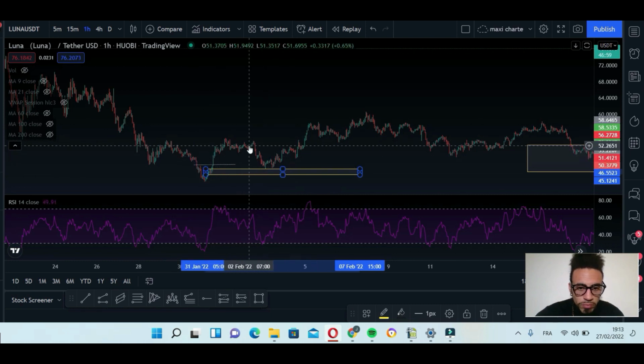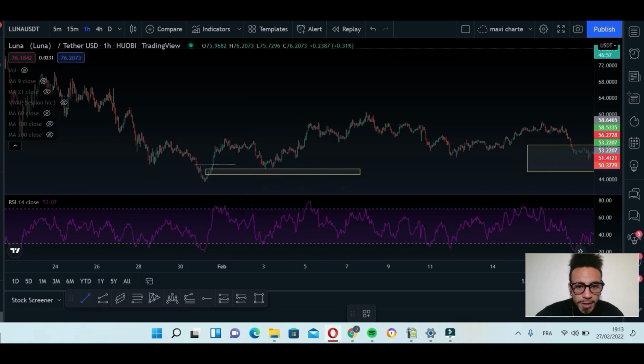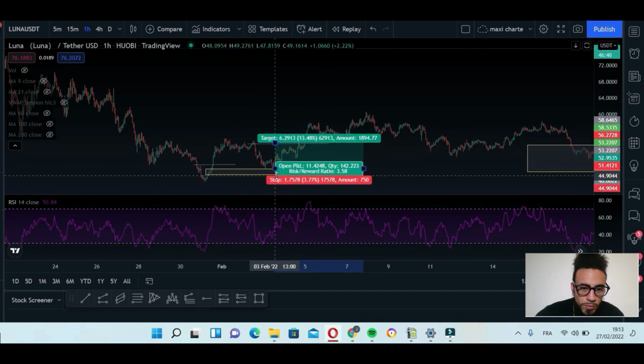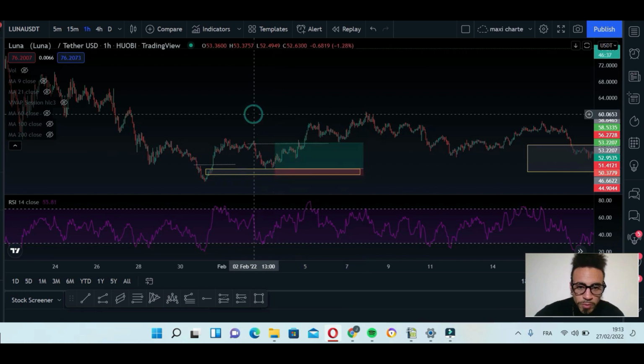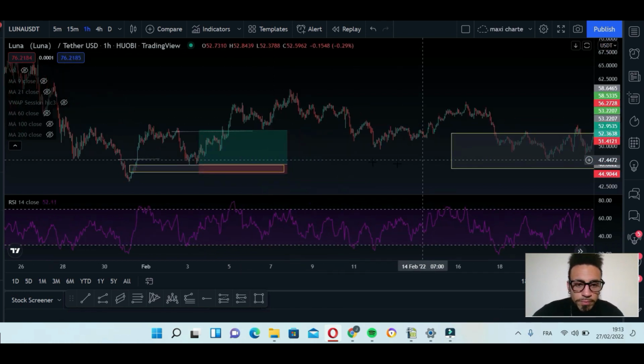Now, you could have targeted this high as the first exit target for a partial. Nice little trade right here. Then the market moves again, some more.